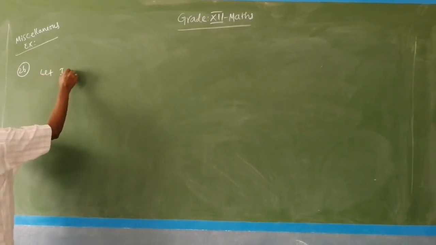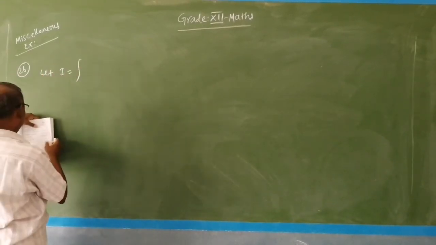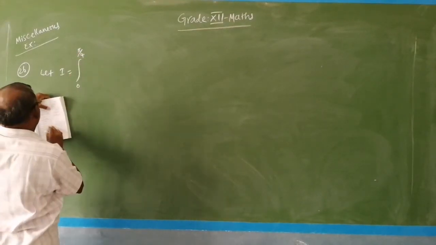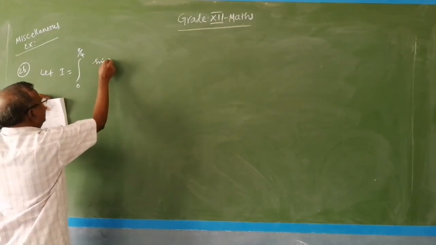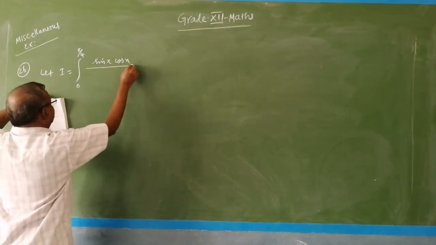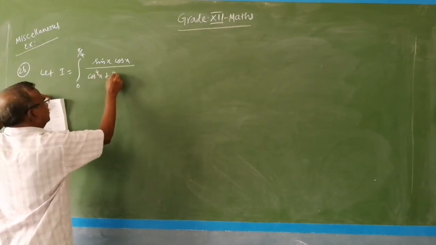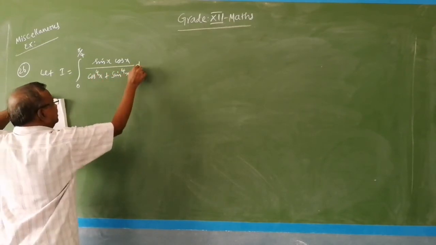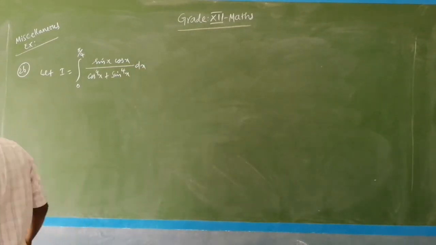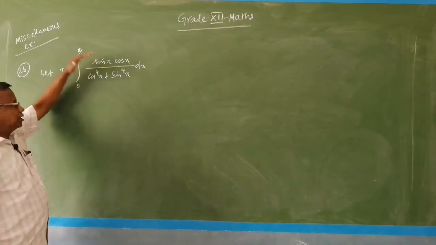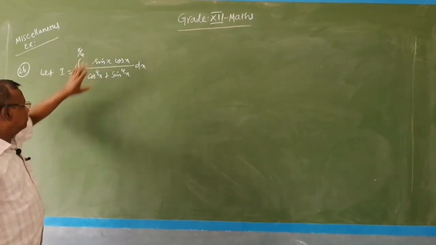Let I equal the integral from 0 to pi by 4 of sin x into cos x divided by cos power 4x plus sin power 4x into dx. So it is a complicated rational expression, so we have to bring it into the standard form.